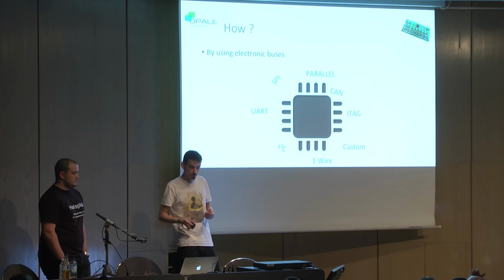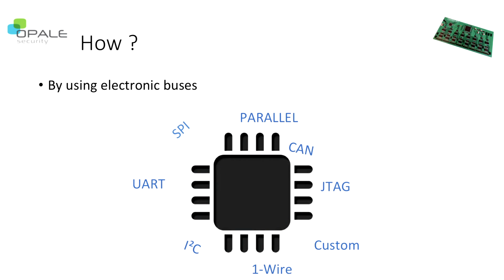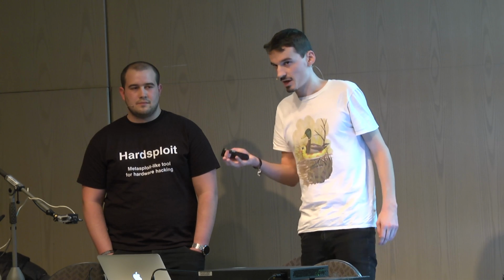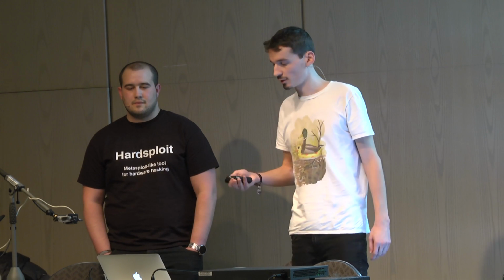And so, how do you get access and interact with an electronic component? You are going to use buses. Here is a non-exhaustive list of them. We can find SPI, I2C, JTAG. You may be familiar with these buses. The more buses Hardsploit can handle, the more we will be able to interact with electronic components. And this is our goal.